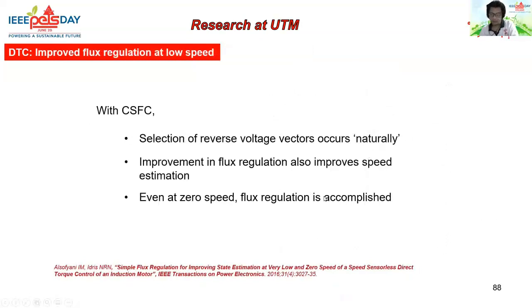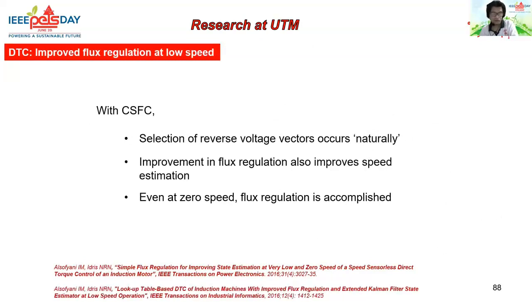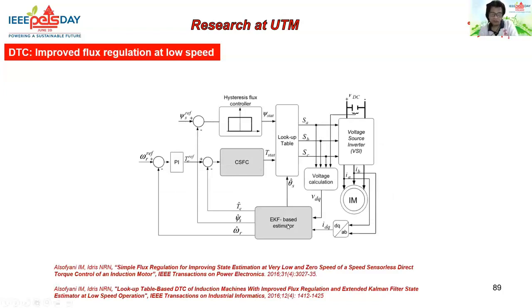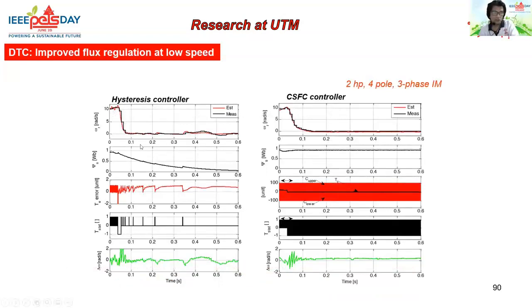And then the final one that I would like to share is the constant switching frequency drive system, also DTC. We have found that by using the constant switching frequency controller, we managed to improve the flux regulation, and by improving the flux regulation, we also managed to improve the speed estimation. The speed estimation that we perform here uses a standard EKF-based estimator. The result is shown here, where you can see a step change of speed from 10 radian per second to 0.